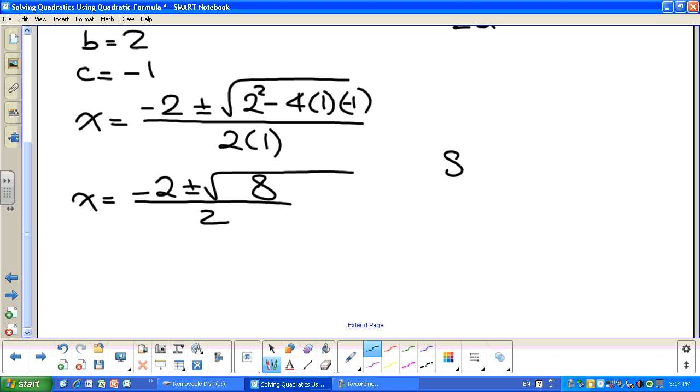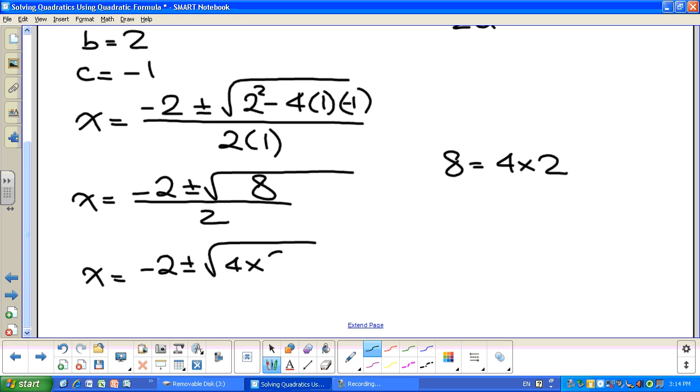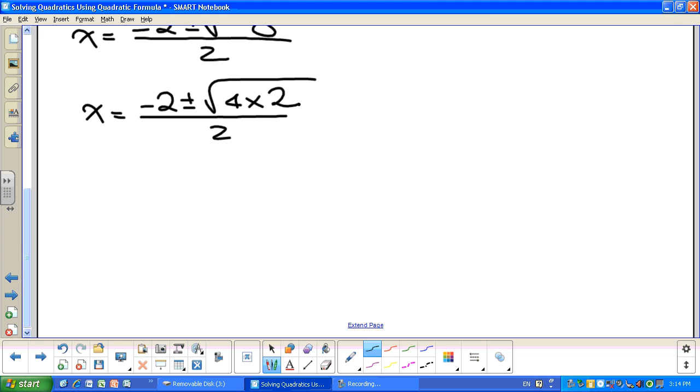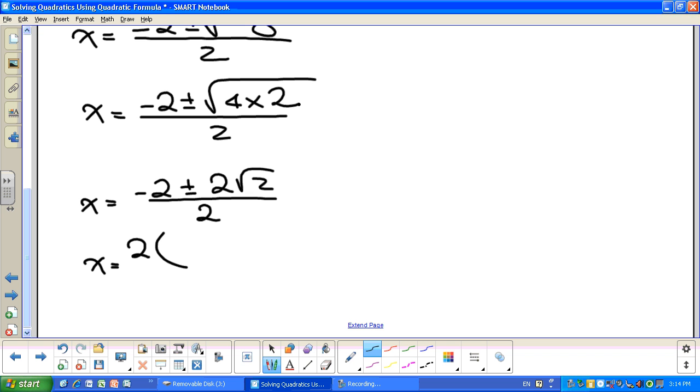Any observations about that 8? How can I write it? I can write it as 4 times 2. Why do I like that 4? Because 4 is a perfect square, so you can square root it. So x will be negative 2 plus minus 2 square root of 2 over 2. That's correct. So I can factor out a 2, right? So I'm left with negative 1 plus minus square root of 2 over 2.